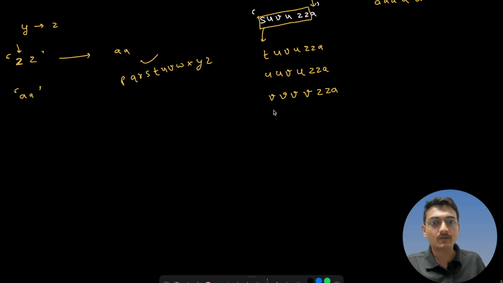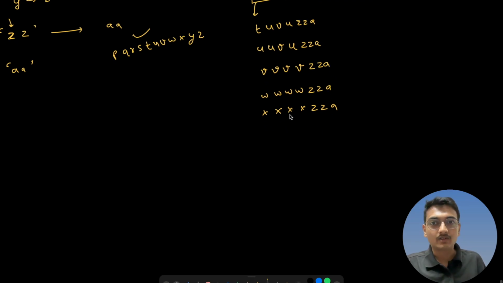Superb. In the next operation, I can convert all occurrences of V to W: W Z Z A. Superb. W I can convert to X, so X Z Z A. And then I can convert to Y.